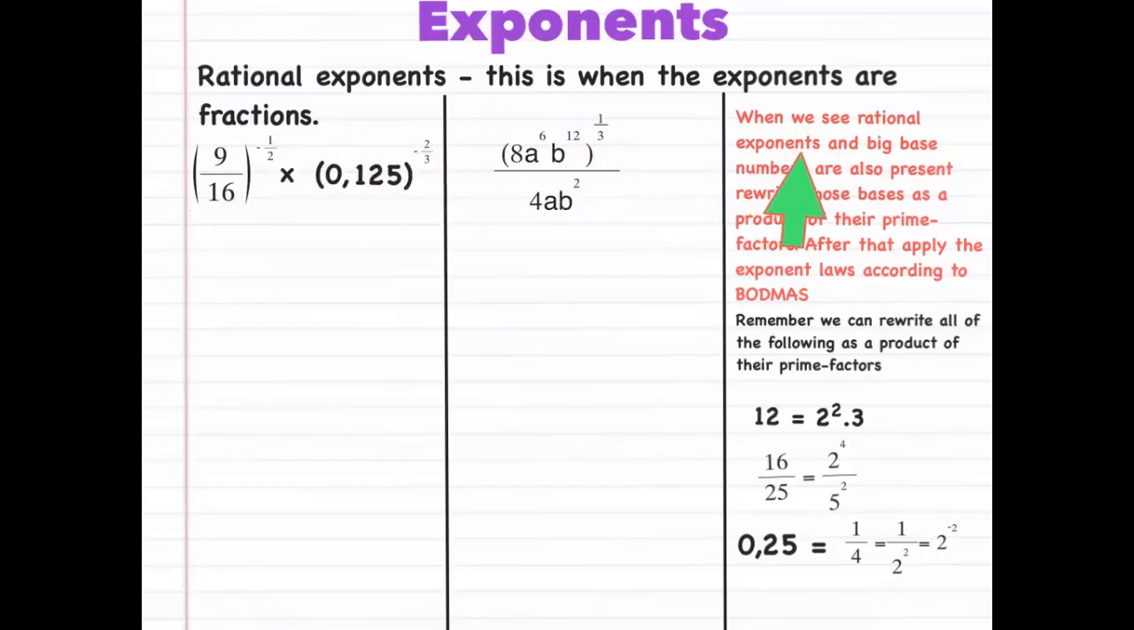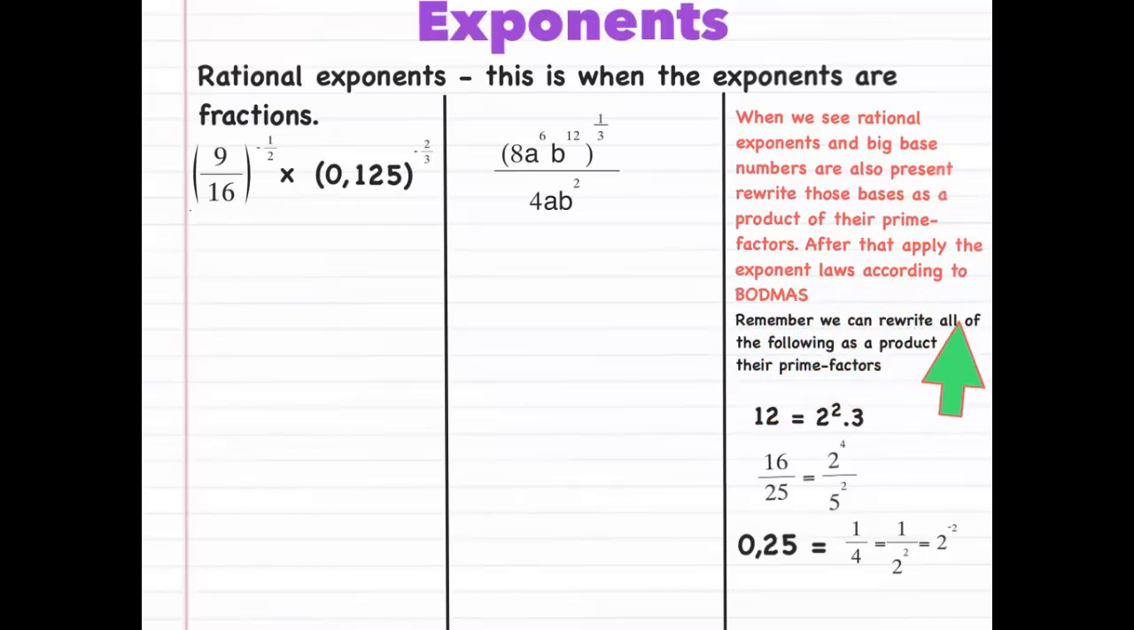When we see rational exponents and big base numbers, for example 9, 16, 125, 8 and 4, well, they're not that big, but we can rewrite them as the product of their prime factors. Then we do that. So as soon as I spot rational exponents, I rewrite all my coefficients as a product of their prime factors. Okay, so easy enough to remember. Again, I'll say it again. When I spot rational exponents, that is exponents that are fractions, I rewrite the coefficients or the base numbers as a product of their prime factors. Then I just apply my exponent laws.